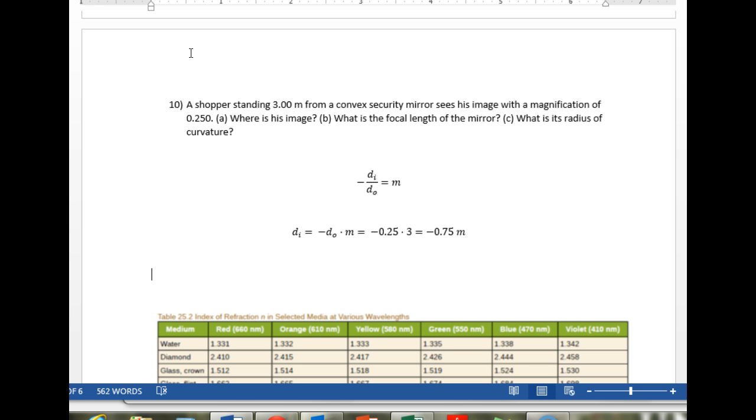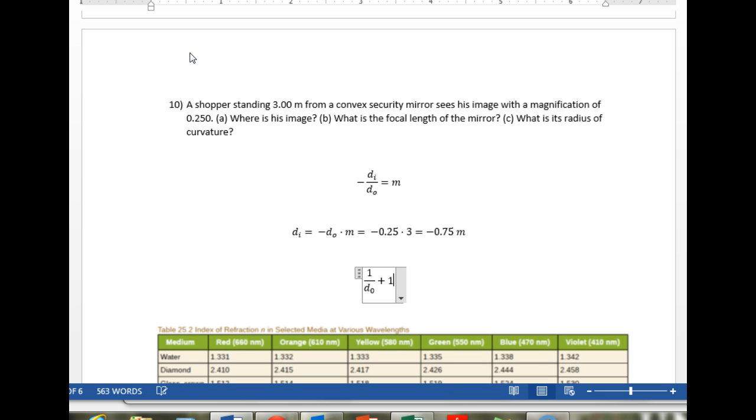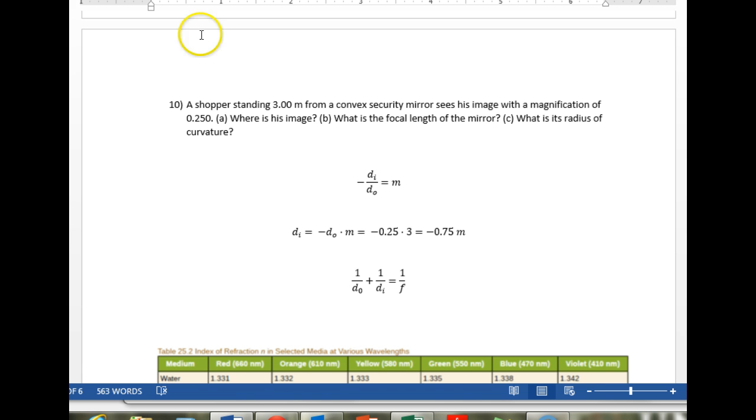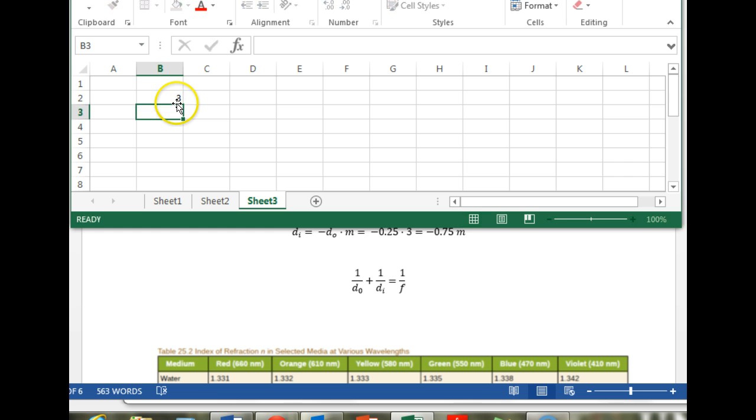Okay, so for part B, we go 1 over distance to the object plus 1 over distance to the image is 1 over the focal length, right? Okay, so we've got distance to the object, 3 meters, distance to the image, minus 0.75 meters. Let's start sticking these in. 1 over 3 meters minus 1 over 0.75 meters. Let's invert these. 1 over that equals 1 over that.